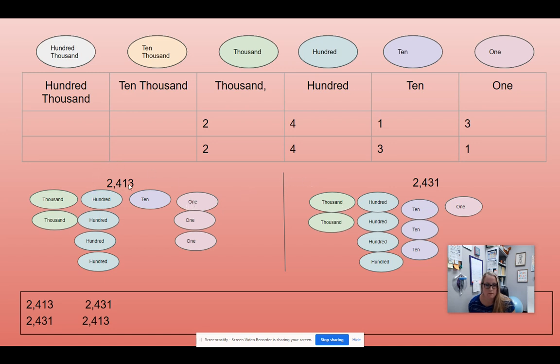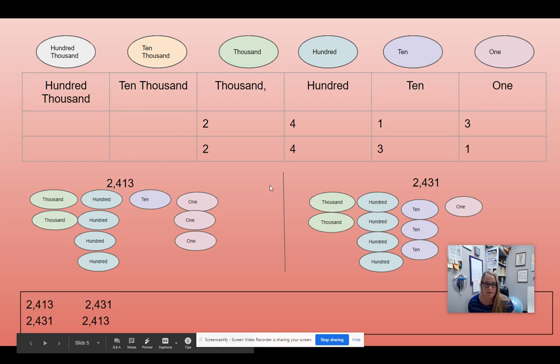So for 2,413, you can see I have 2 thousands, 1, 2, 3, 4 hundreds, 1 ten, 1, 2, 3 ones. If I wanted to model 2,431, I would have 2 thousands, 1, 2, 3, 4 hundreds, 3 tens, and 1 one. At the bottom down here, you can see that I have set up for our inequality statement. So I'm going to decide which number is greater and which number is less than the other number.